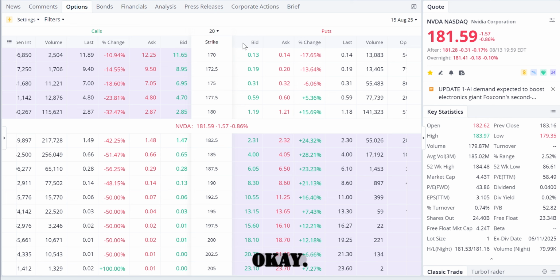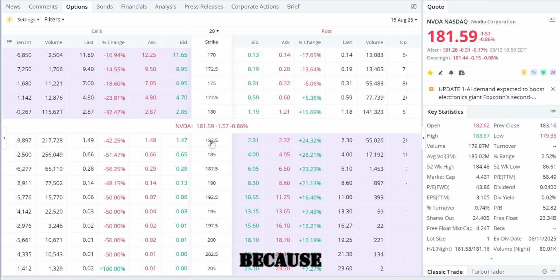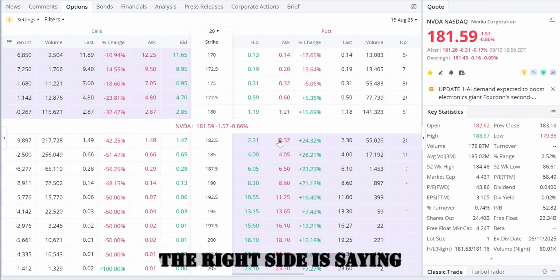Okay, so back to the strike price. Everything derives from the strike price. This column is here because, whether you're on the right side or the left side, the left side is saying you are speculating that the stock price will go up. The right side is saying you are speculating that the stock will go down.